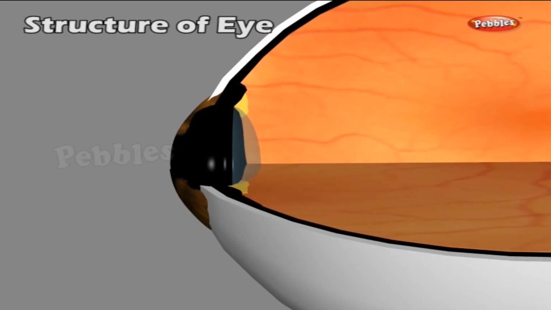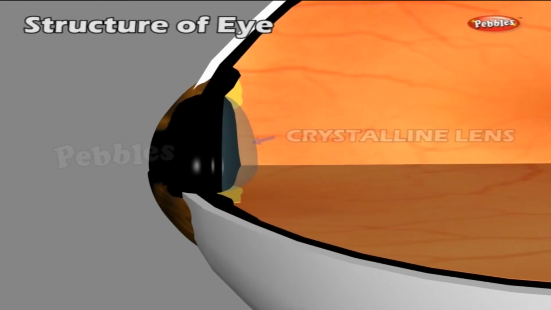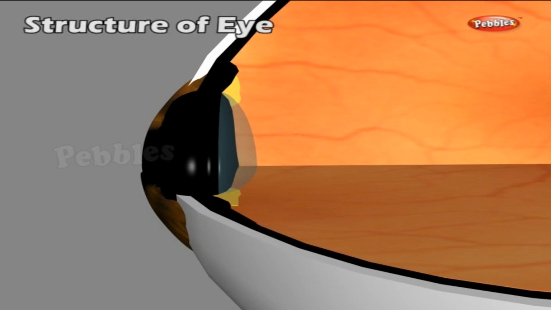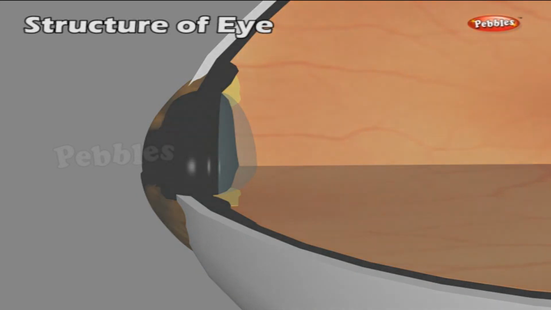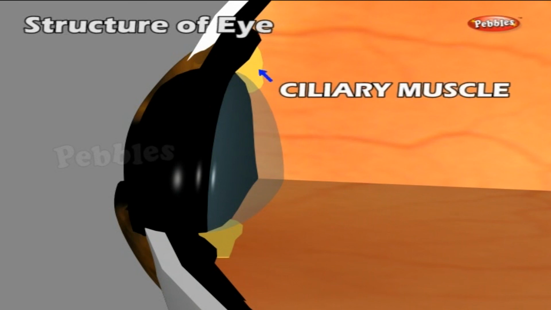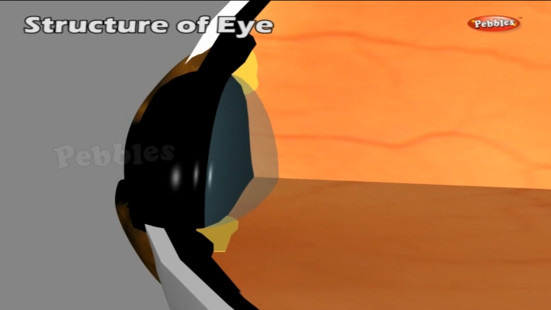Behind the iris is a crystalline lens, the curvature of whose front face is considerably less than the back face. It is made of a large number of jelly-like layers whose density increases towards the middle. The lens is held in position with the help of ciliary muscles.